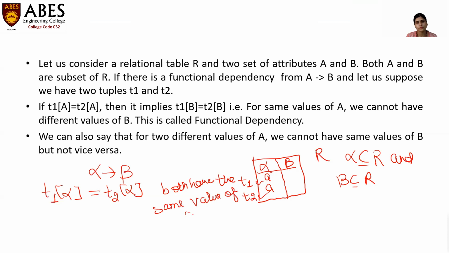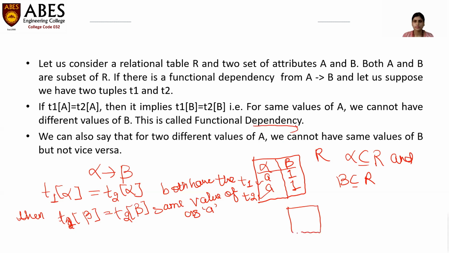Then it implies that T1 of beta will always, or it should always be equal to T2 of beta. That means it should always have the same value. Then only it will be called a functional dependency. However, we can also say that we have this table. The second statement says that we can also say that for two different values of alpha, we can have the same values of beta. That will not be an issue.